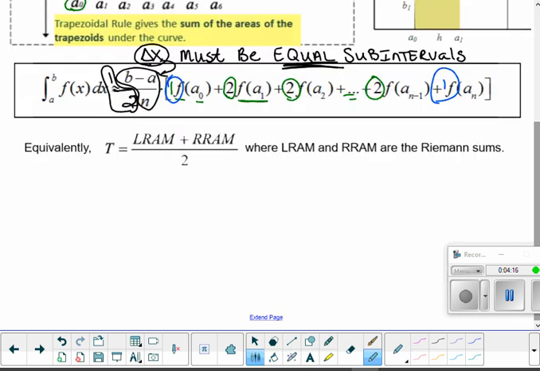The other thing interesting to note that we've talked about before is that I could calculate my left rectangular approximation, and I could calculate my right rectangular approximation, add the two values together, divide by 2, and that will turn out to be a trapezoid.